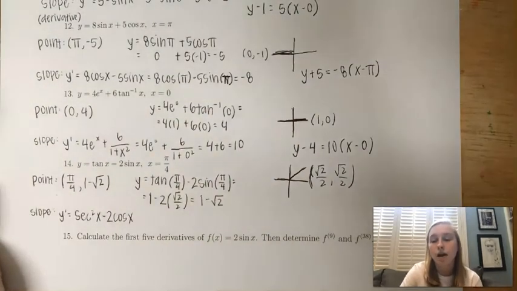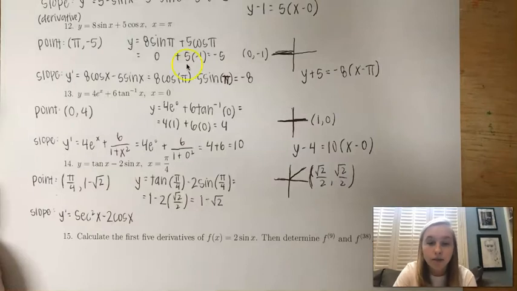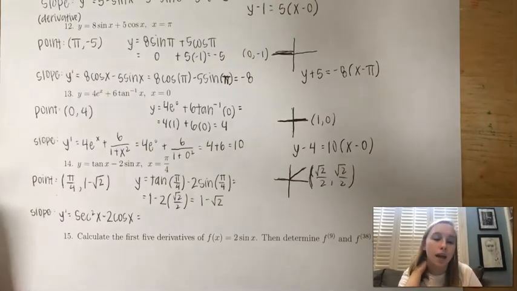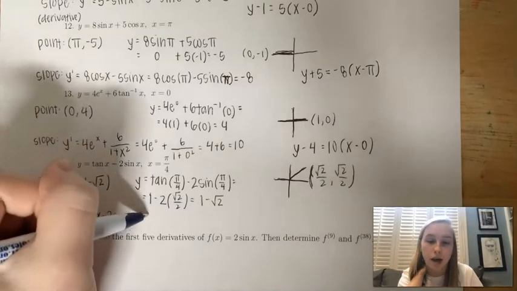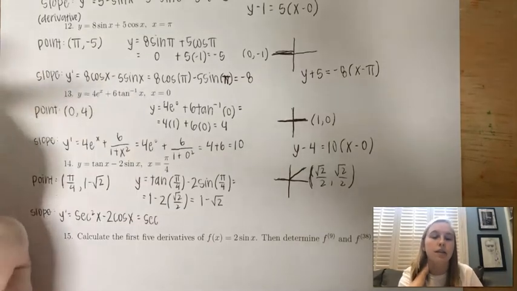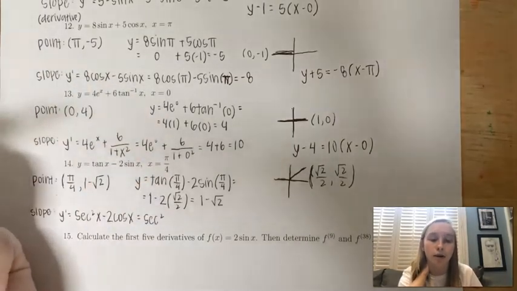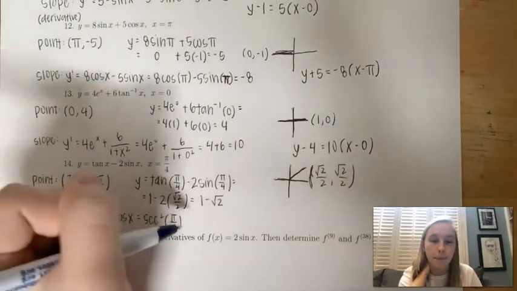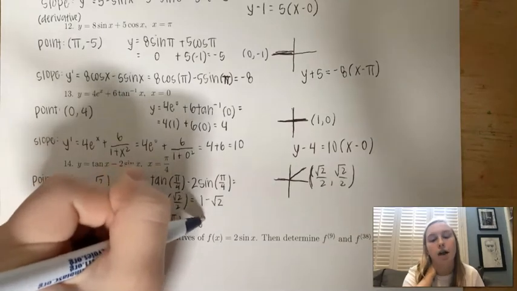The derivative of sine is positive. There's just a negative in the problem, so don't get confused. Okay. So in order to do this, you plug in your x value to find the slope value. So you get secant squared of pi over 4 minus 2 cosine of pi over 4.